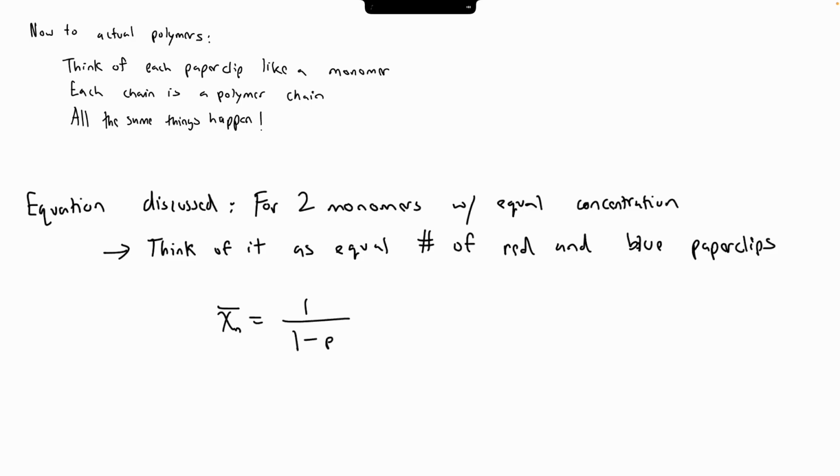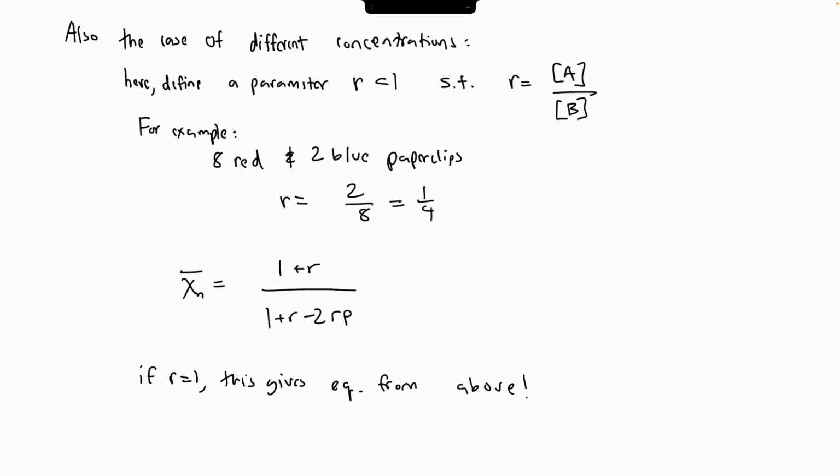In this case, we have the equation Xn equals 1 over 1 minus p, but you can imagine that it's not always going to be the case that you have 2 monomers with exactly the same concentration. There's also a case of different concentrations. Here, we can define a parameter r, which is less than 1, such that r equals the concentration of monomer A over the concentration of monomer B. And just for simplicity's sake, we always set the numerator of r to be the one with less concentration. So for example, if we had 8 red and 2 blue paper clips, we would set r to be 2 over 8, which gives us 1/4.